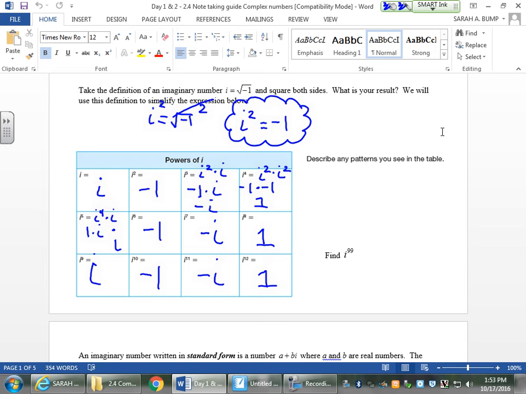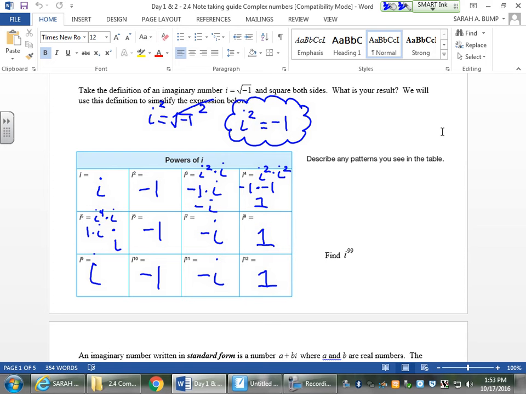So do you guys see any patterns occurring? I'm going to pause, look for patterns in the table, and describe anything you see. Okay. You guys should notice that every 4, it repeats itself. So i, -1, -i, 1. I, -1, -i, 1. So that pattern will just repeat itself over and over again.